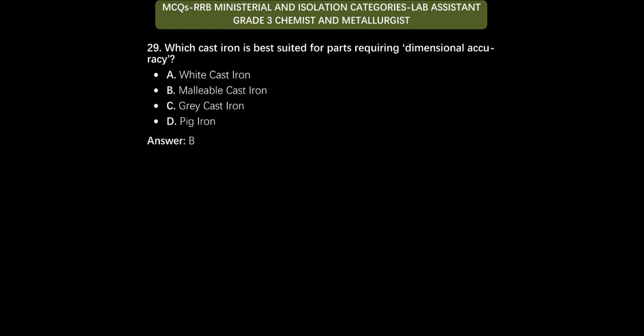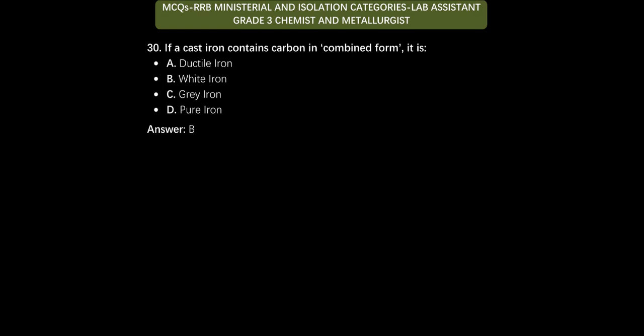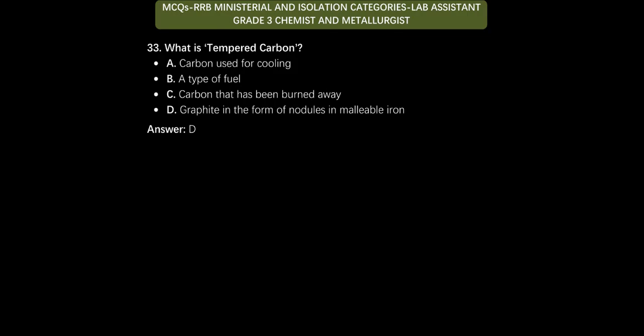Which cast iron is suited for parts requiring dimensional accuracy? Option B, malleable cast iron. If a cast iron contains carbon in combined form, it is option B, white iron. The strength of nodular cast iron is often compared to option D, steel. Internal combustion engine flywheels are typically made from option B, grey cast iron.